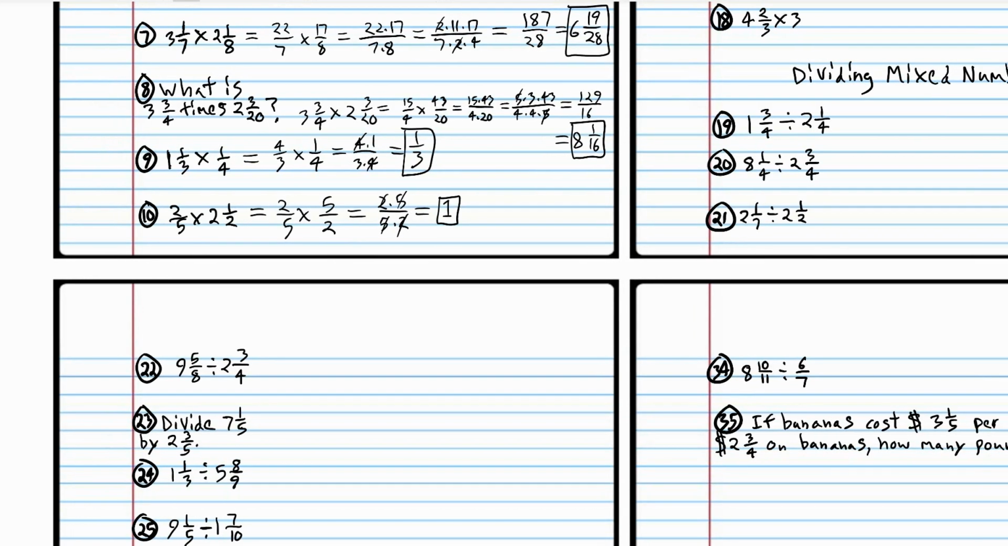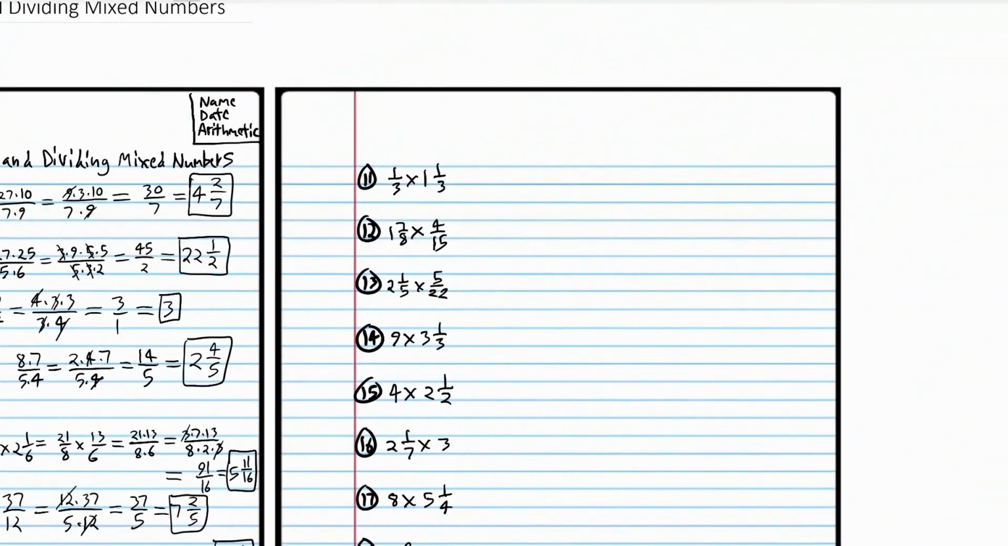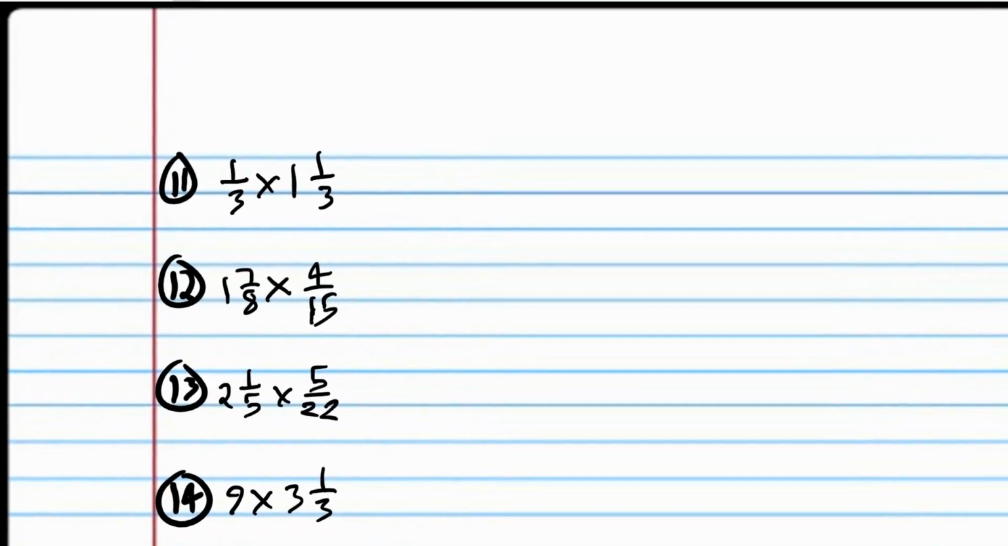Let's see here. Number 11. Okay, so keep the fraction, change the mixed number to an improper fraction, and just multiply straight across. So why don't you try number 11, and when you come back, we'll do it together.